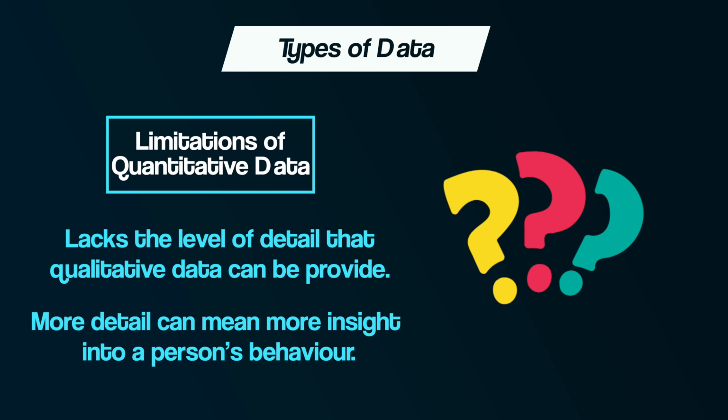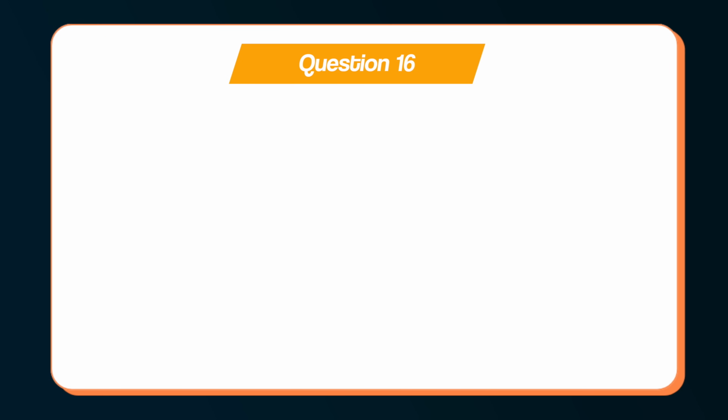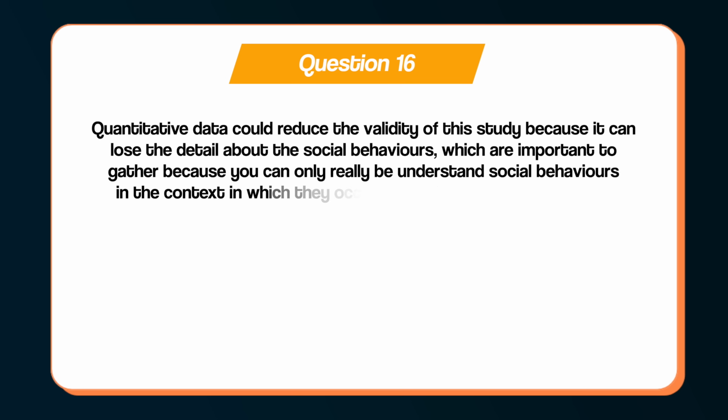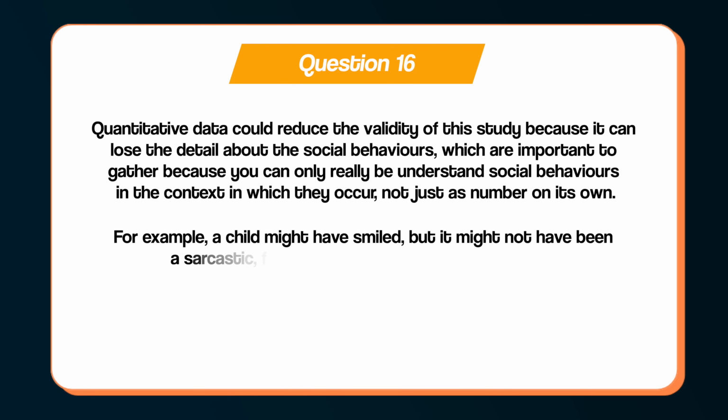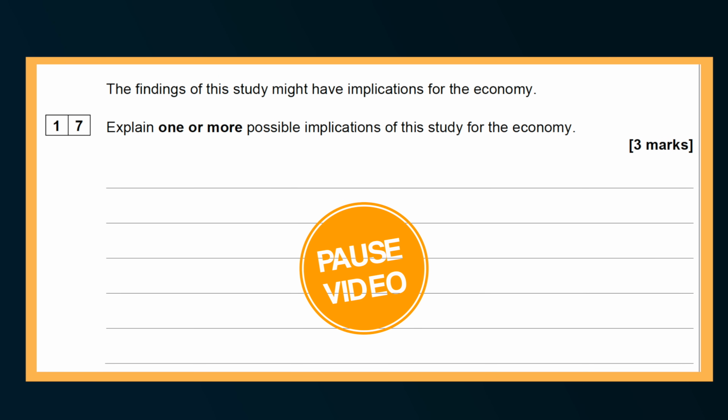Well, more detail can mean more insight into a person's behaviour. Okay, so applying this to the study, we could write, quantitative data could reduce the validity of this study because it can lose the detail about the social behaviours, which are important to gather because you can only really understand social behaviours in the context in which they occur, not just as a number on its own. For example, a child might have smiled, but it might have been a sarcastic fake smile compared to a friendly smile.